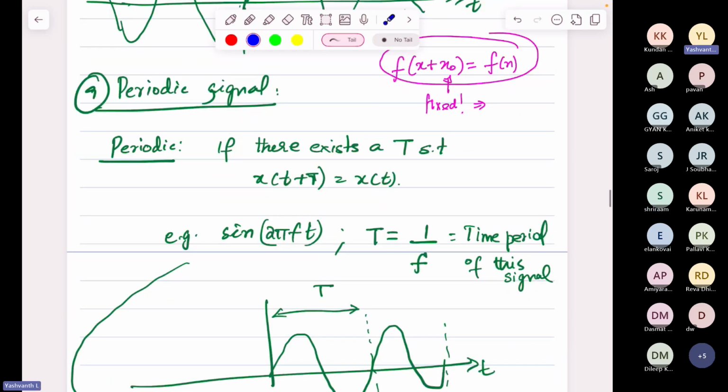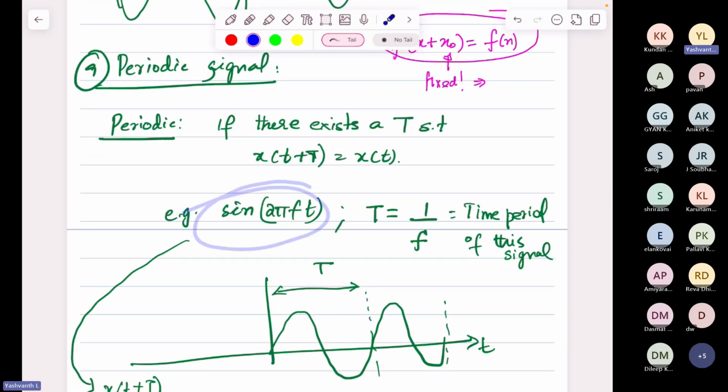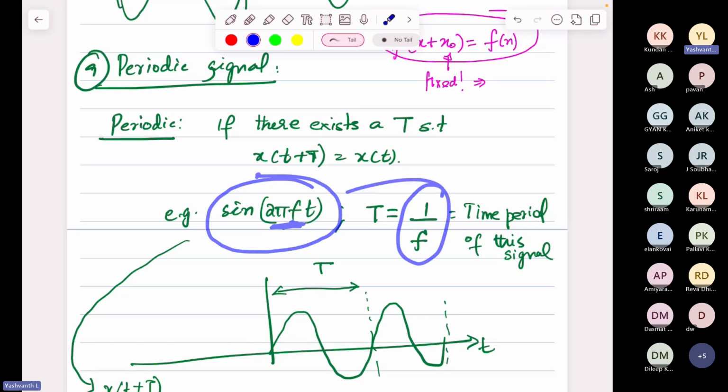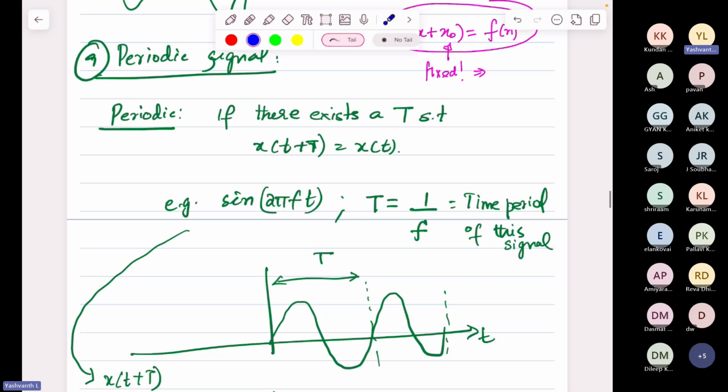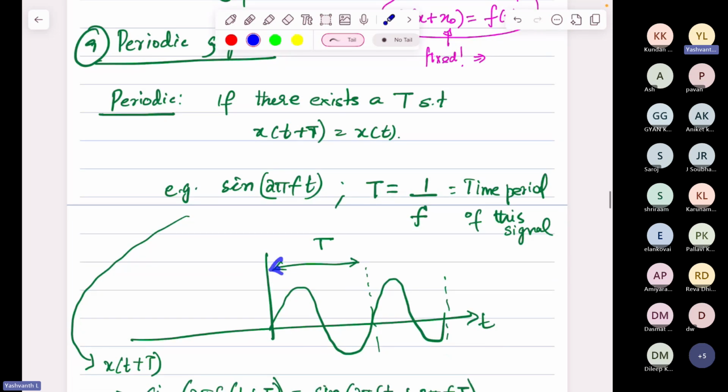Example, if you take sine 2 pi ft, then we know that the sine function is periodic. You can show that this is periodic with period equal to 1 by f. This is called the time period of the signal. Here f is the frequency of the signal x of t. Capital T is the time after which the signal will repeat itself. That is called the time period. For x of t equal to sine 2 pi ft, the time period is the reciprocal of f, the frequency of the signal.